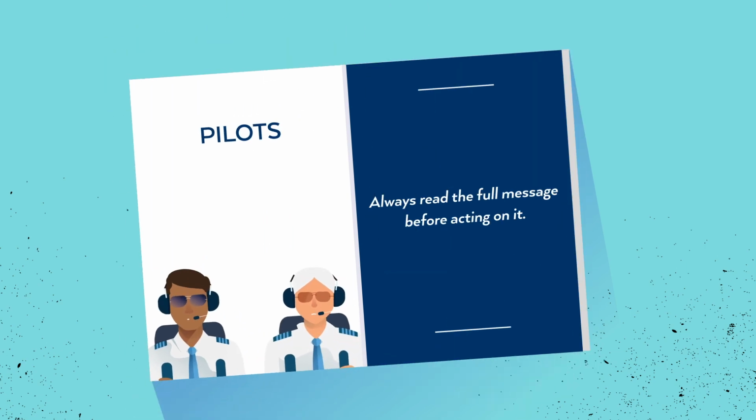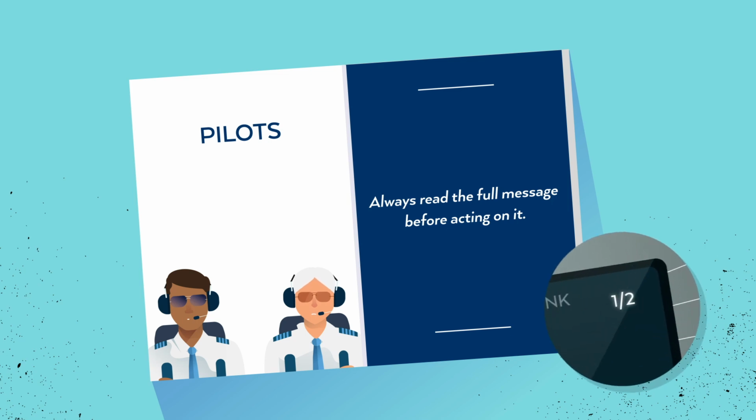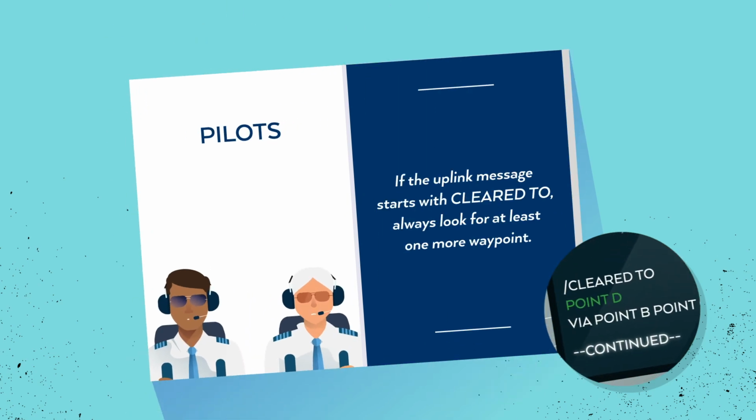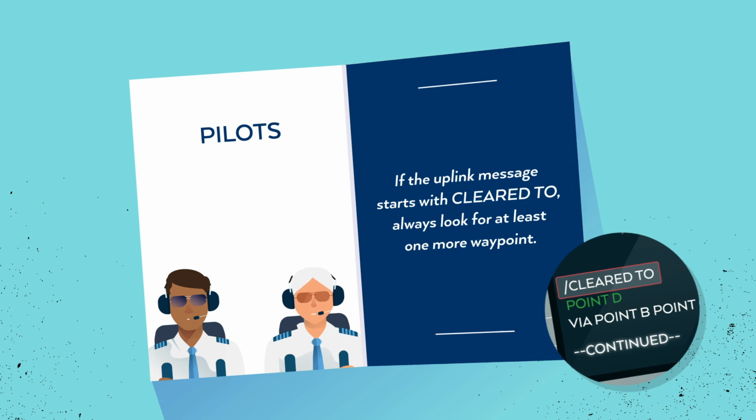Pilots, always read the full message before acting on it. With Embraer aircraft, for example, a part of the message could be displayed on the second page under ATC clearance. If the uplink message starts with "cleared to," always look for at least one more waypoint. There can never be only one.